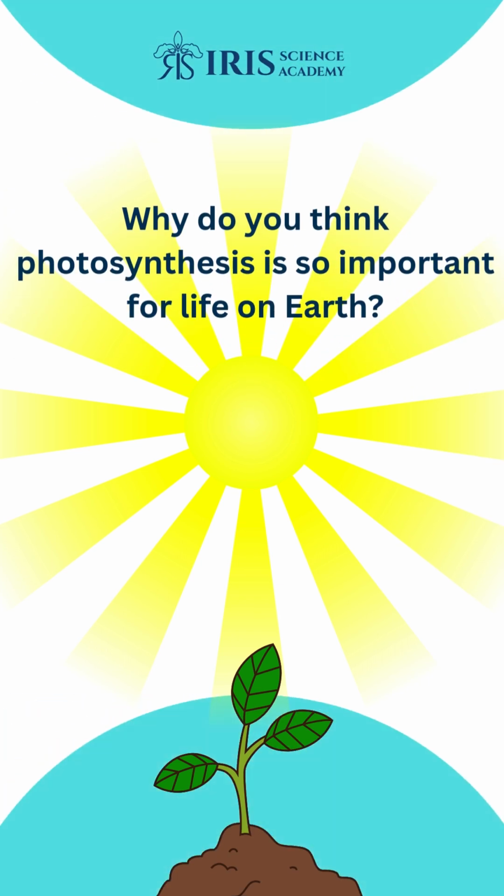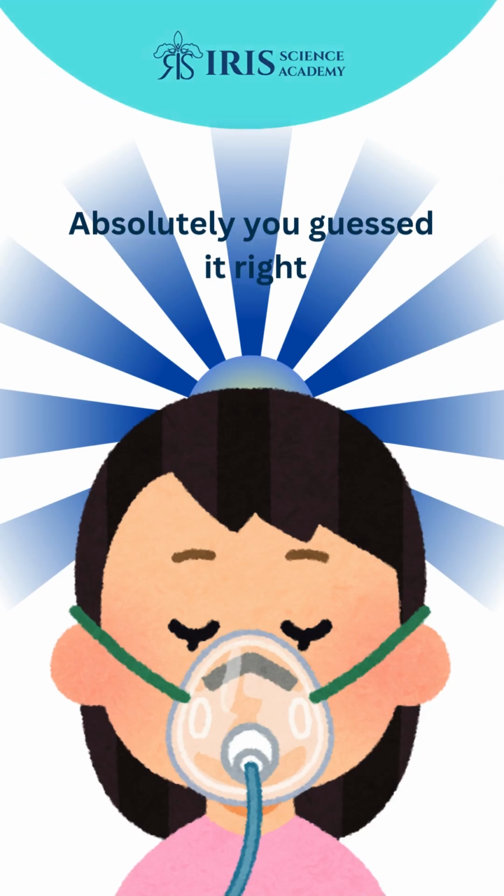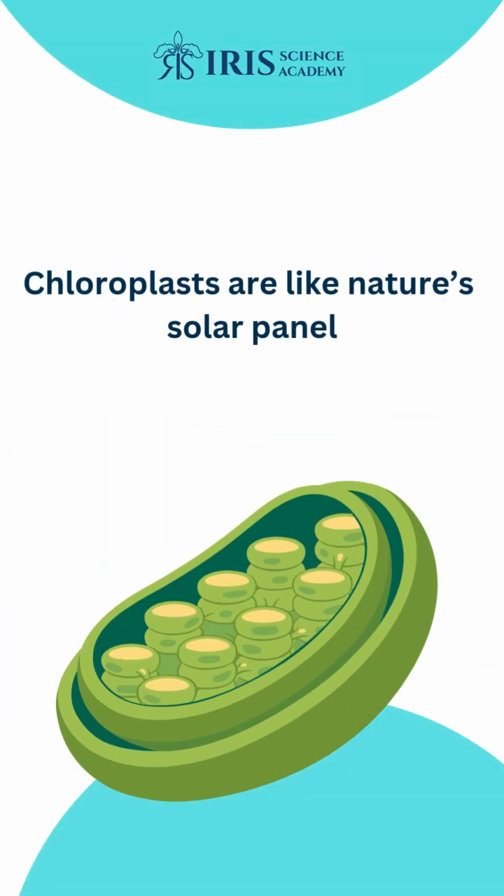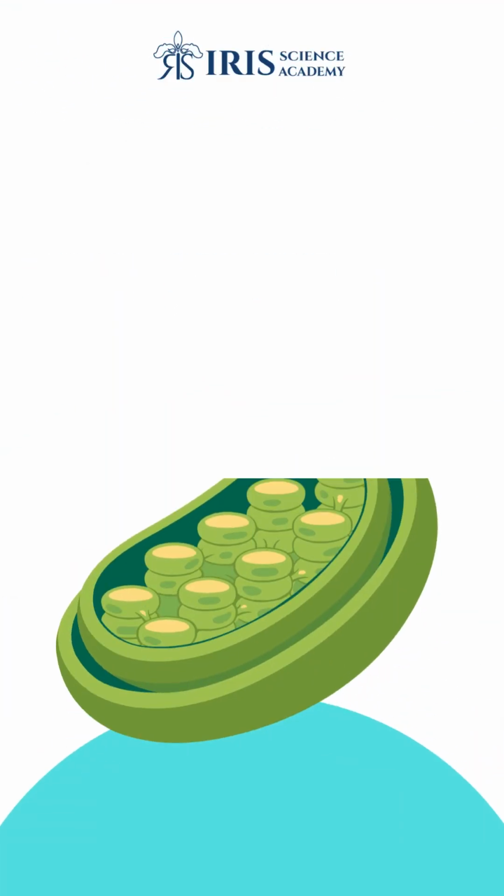Why do you think photosynthesis is so important for life on Earth? Absolutely. Without photosynthesis, there would be no food or oxygen for animals and humans. Chloroplasts are like nature's solar panels.